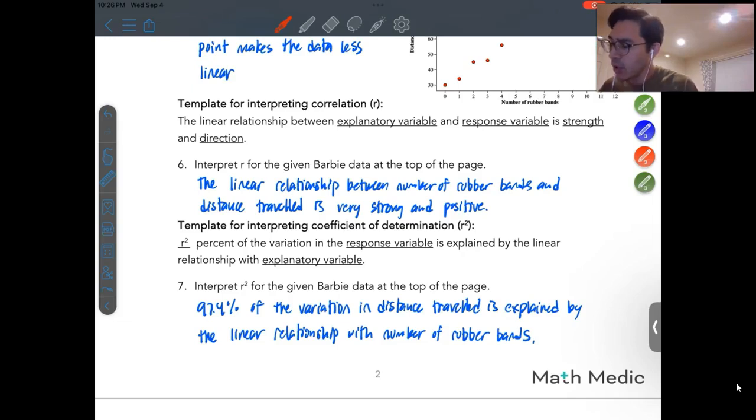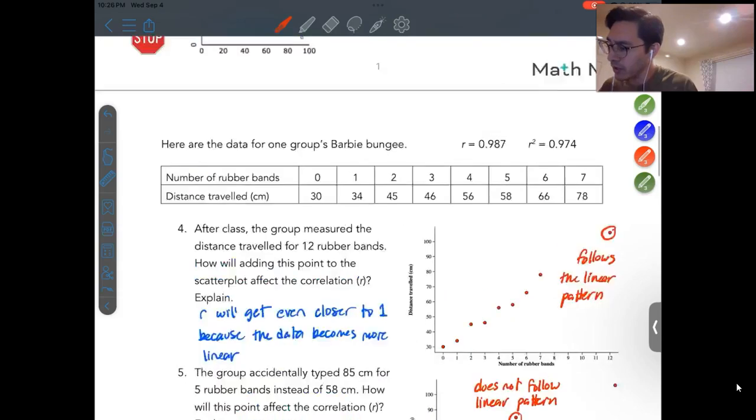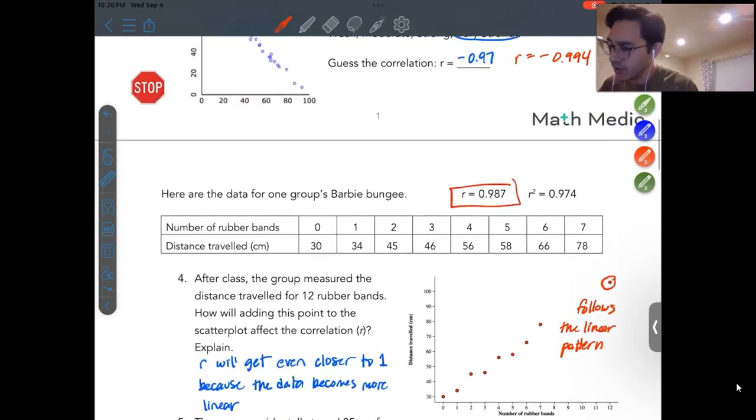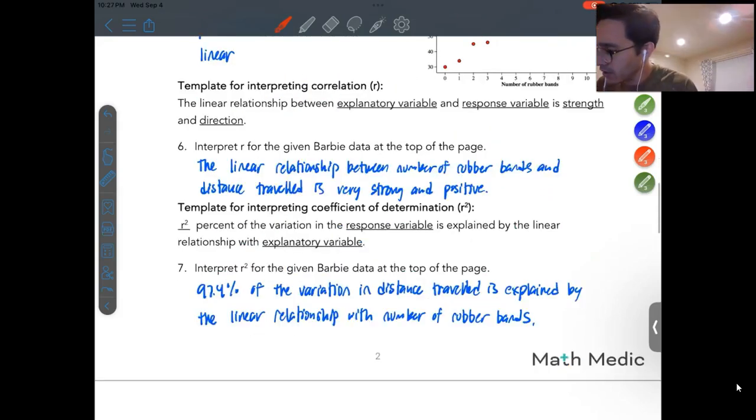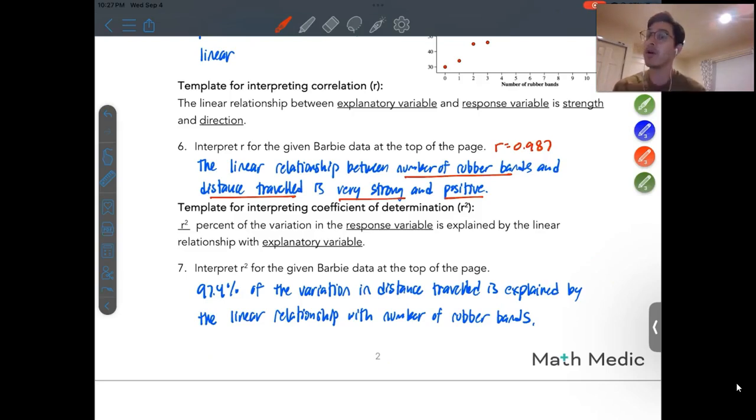Okay, so the correlation, the R value was right here, 0.987, so let's write it, 0.987. Okay. So that's positive for 1. So notice the word positive in our sentence. It's close to 1. It's really close to 1. So notice the phrase very strong. Okay? And then, of course, the context, number of rubber bands, and distance traveled. So altogether, the linear relationship between number of rubber bands and distance traveled is very strong and positive.